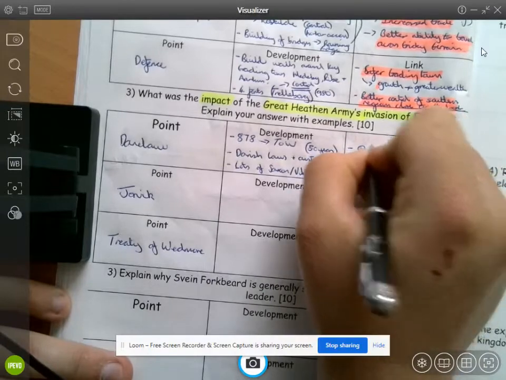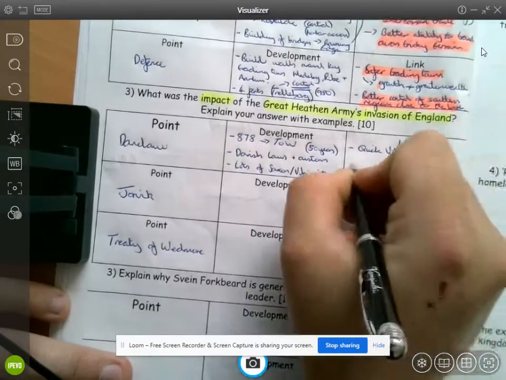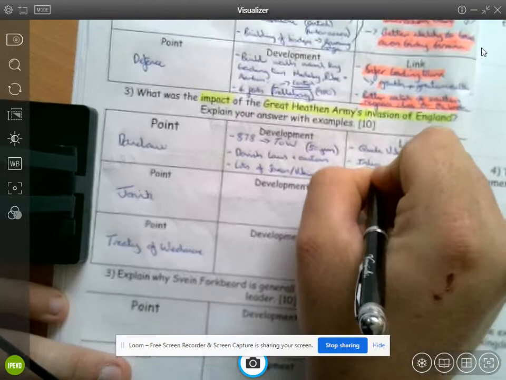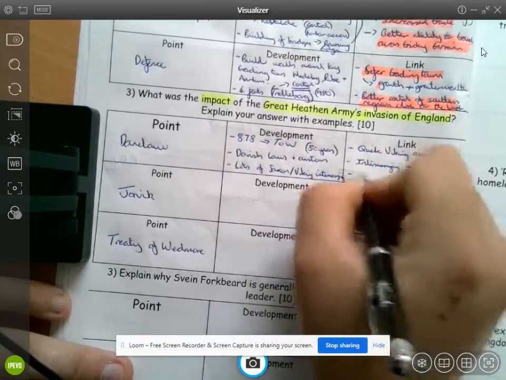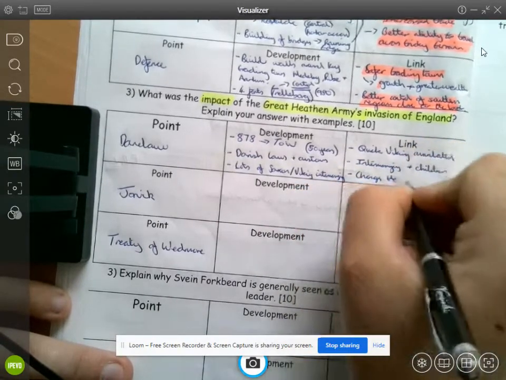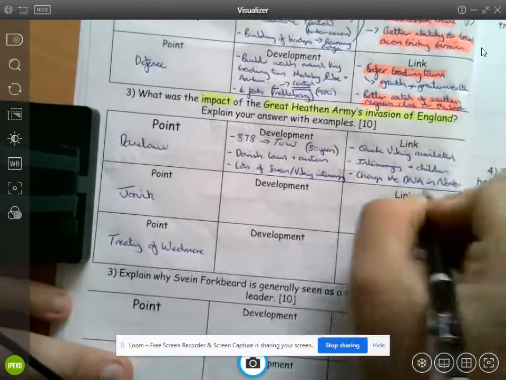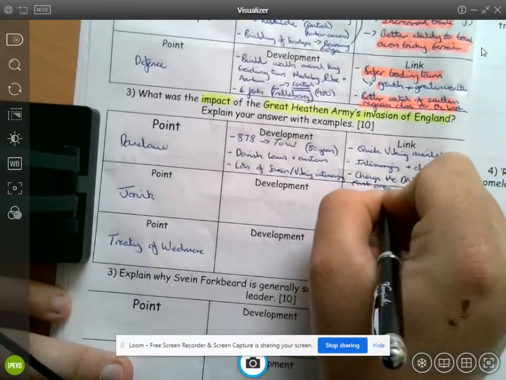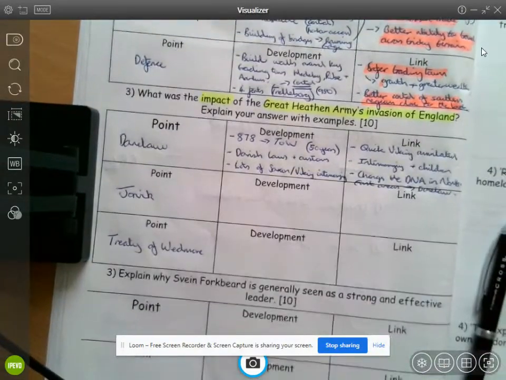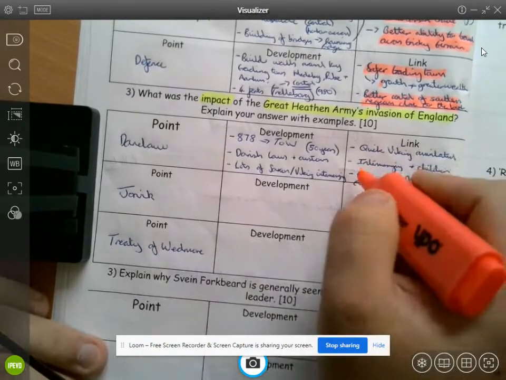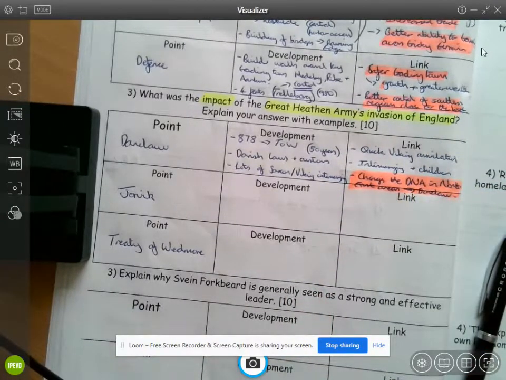So we could say quick Viking assimilation, intermarrying and children, and then the impact is that it changes the DNA in North and East England, or North and East areas, which are the Danelaw. So one impact of the Danelaw there would be the change in the DNA of people due to intermarrying between Danes and Saxons.